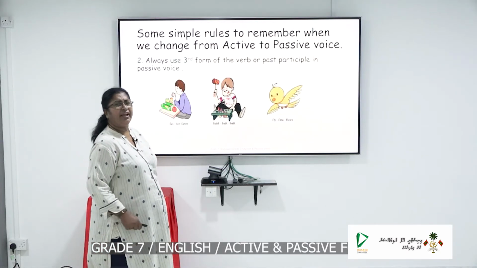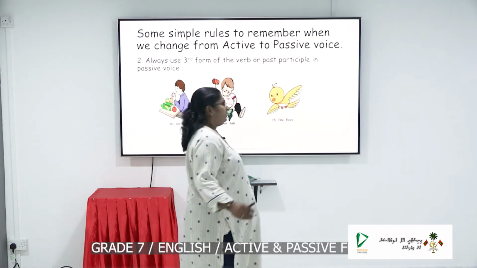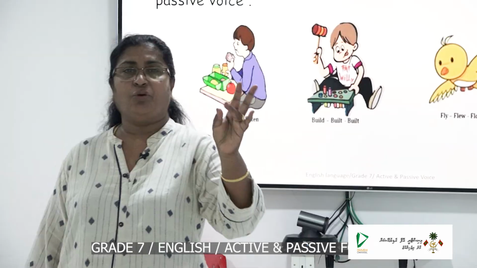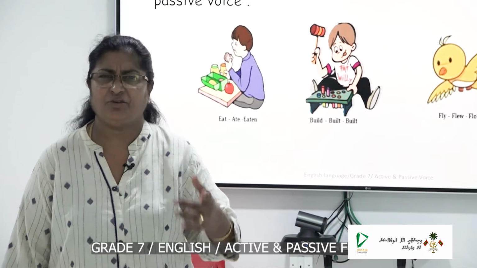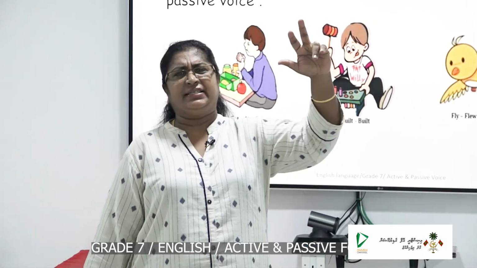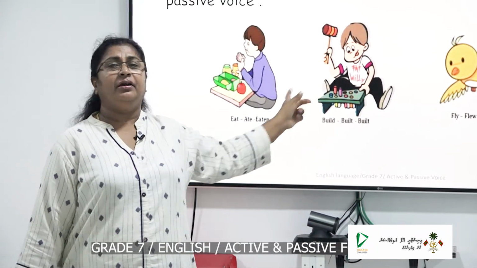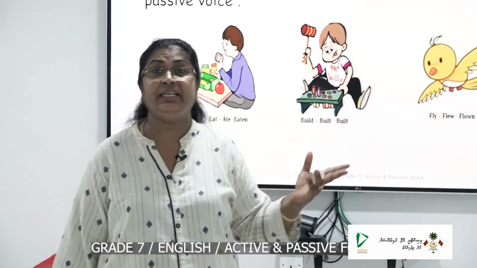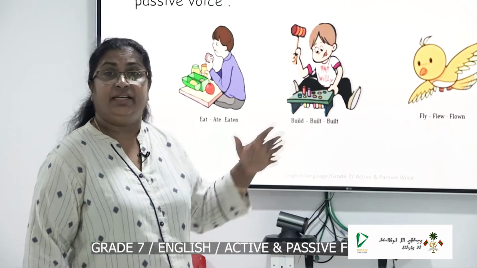Always use, in the second rule, always use third form of the verb, that is the past participle. We cannot do with the second form of the verb. We have to always use the past participle. You may know. For example, write, wrote, written. Yes, you remember? Sing, sang, sung. Here we have few examples on the board. Eat, ate, eaten, right? Yes, that is our second rule.